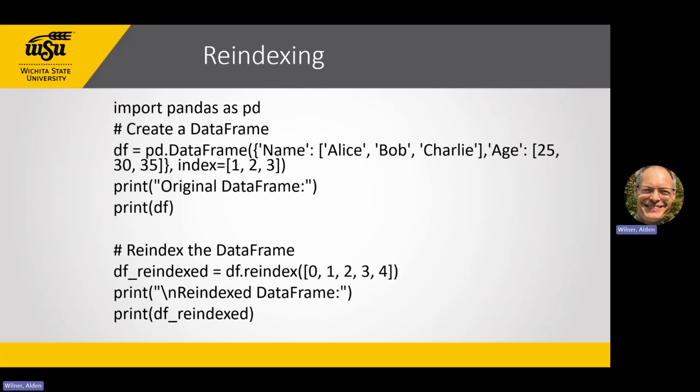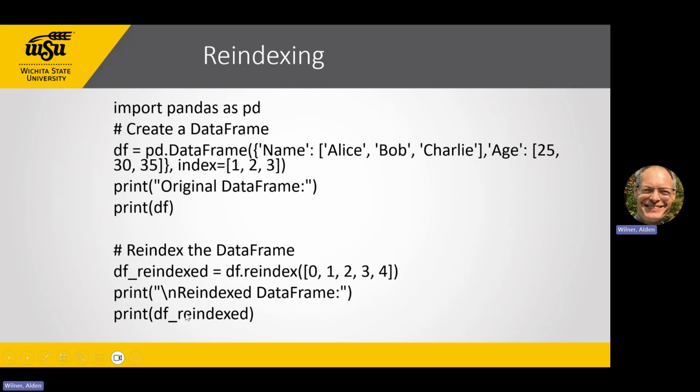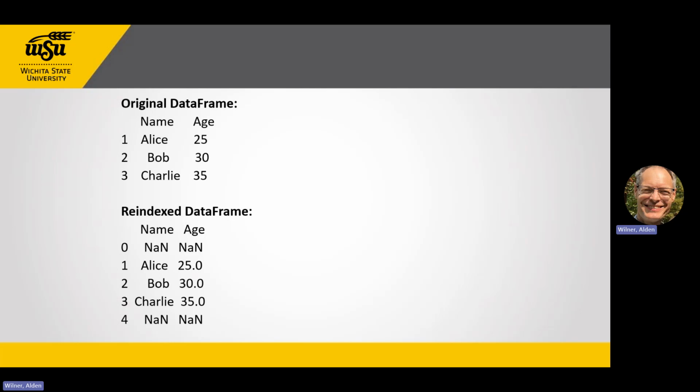We can reindex things. And so, for instance, here we've got Alice, Bob, and Charlie in our database. We tell it our indices are 1, 2, and 3. Now we say df reindex 0, 1, 2, 3, 4. When we see our data frame now, we've added a row 0. We've added a row 4 because we told it we want to add these things. It has no information to put in them, so we'll initialize them with not a number.